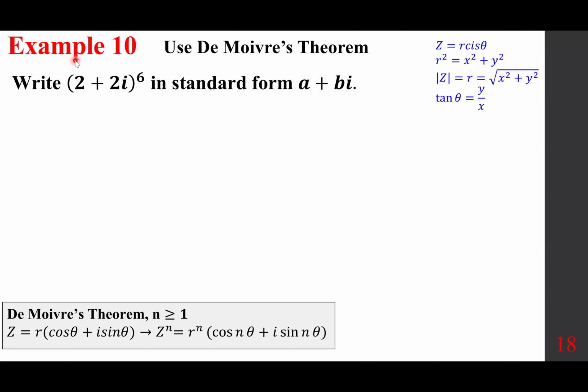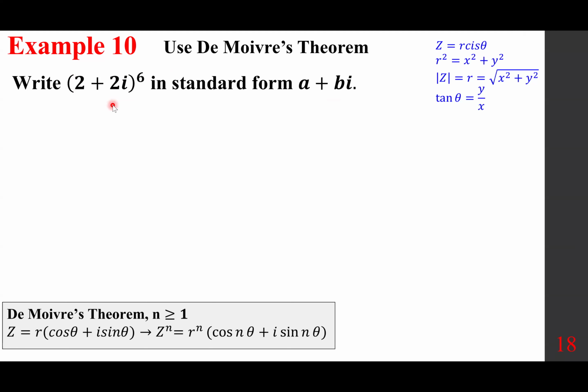Example 10, use the Morse theorem. Write 2 plus 2i to the power of 6 in standard form, a plus bi. And again, we don't want to raise this to the power of 6. We are going to change it to r cis theta, the polar form. To do that, we need to find the r.